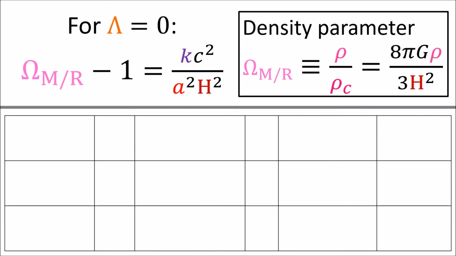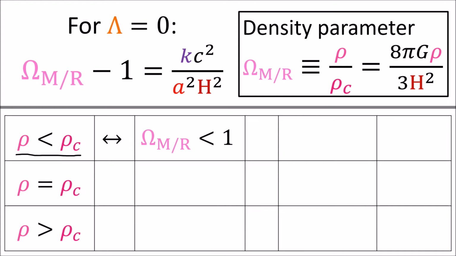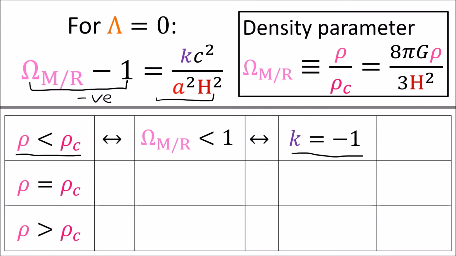We can now look at the cases of the density being less than, equal to, or greater than the critical density, and see how this affects the curvature of the universe. For density less than rho c, the density parameter is less than 1, and the left-hand side becomes negative. Since the right side of the equation has a² and h², which must be positive, the only way to make the right-hand side negative is by choosing negative k, meaning we have negative curvature or an open universe.